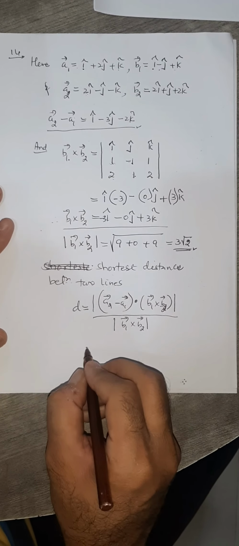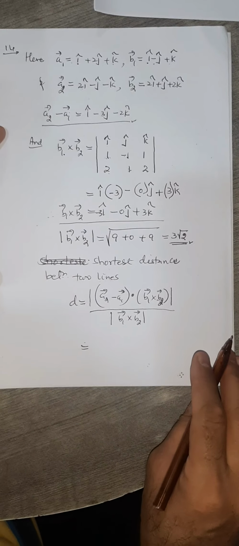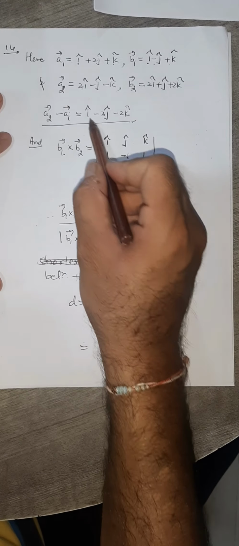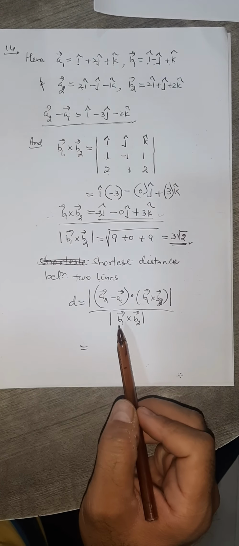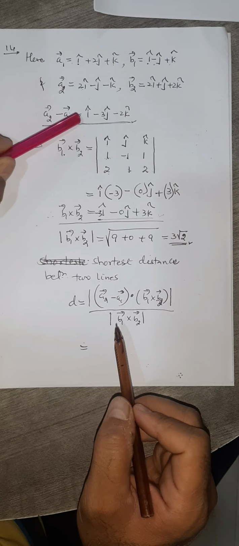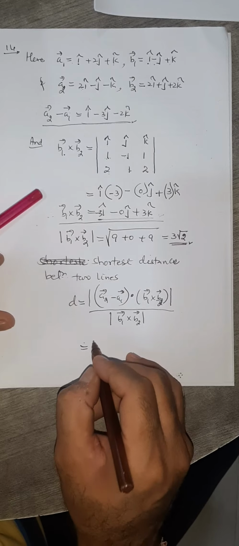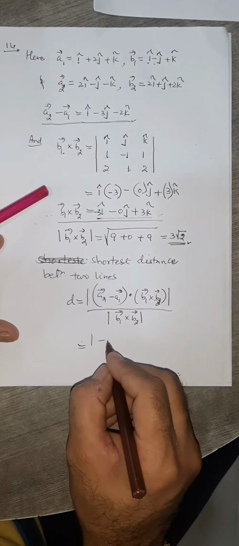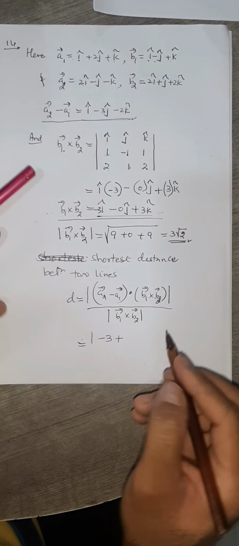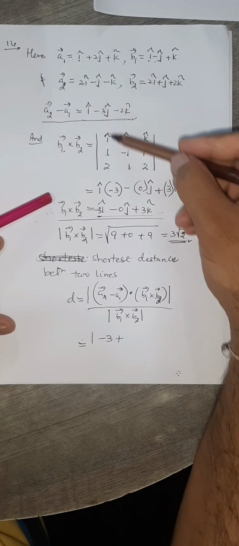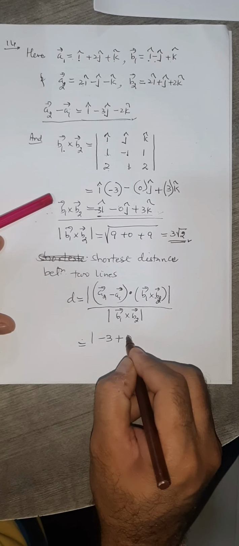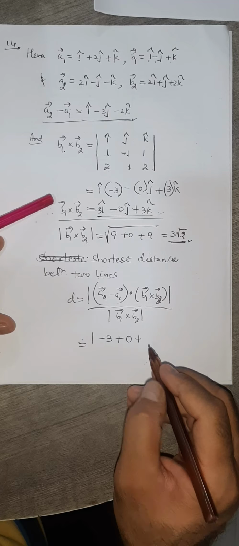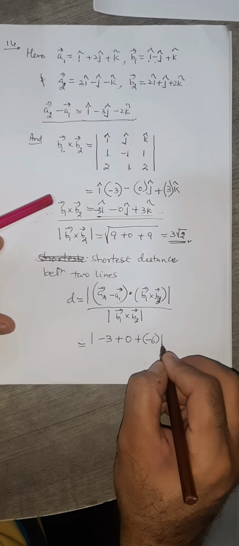So we get a dot product now. Dot product of which one? This and this one, remember. So we are finding these two dot products. Here 1 into minus 3, which is minus 3. Always plus sign. Minus 3 into 0, which is 0. Always plus sign. Minus 2 into 3, which is minus 6.